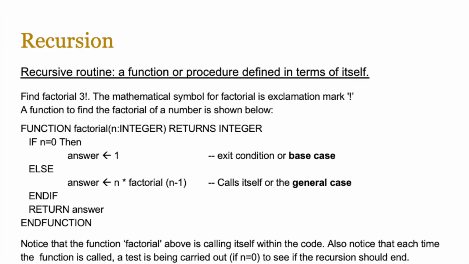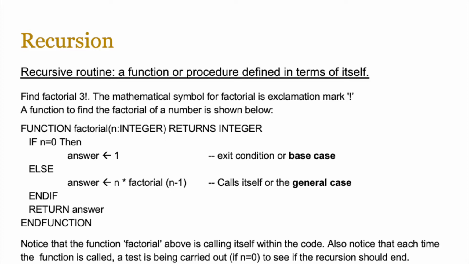If n is 3, then the answer is 3 times factorial 3 minus 1, which is 2. So you call factorial again. Is n equal to 0? No, it's not. Therefore, the answer for that call is 2 times factorial of 2 minus 1, which is 1. So we're going to go back again and call the function. Is n equal to 0? No, it's not. So the answer is 1 times factorial of 1 minus 1, which is 0. So we go back out again and call the function once more. Is n equal to 0? Yes, it is. Now you give the answer as 1.